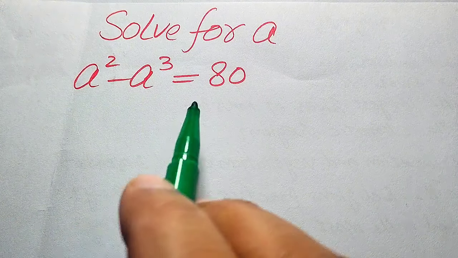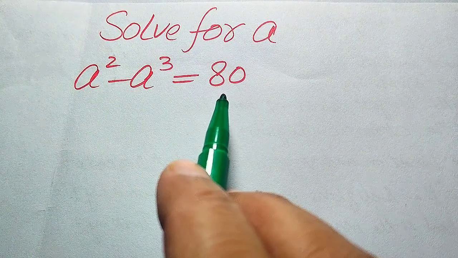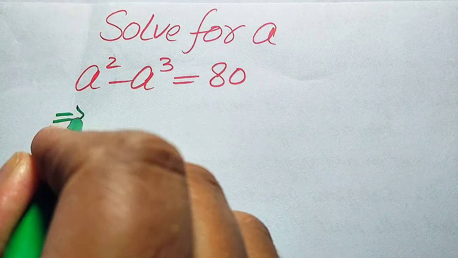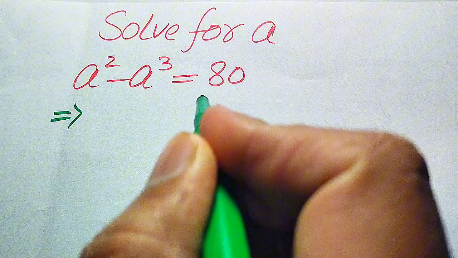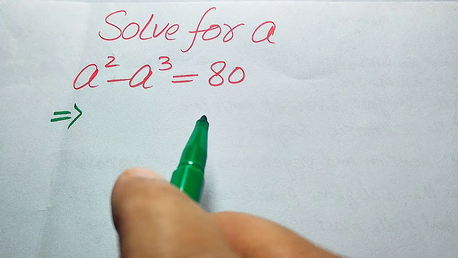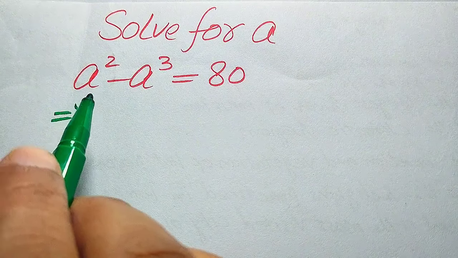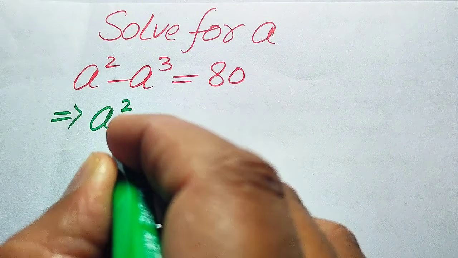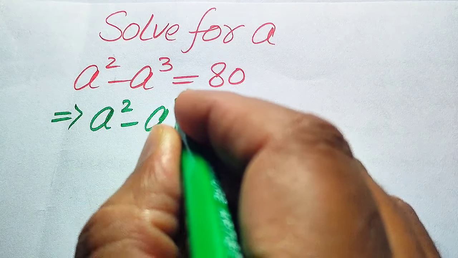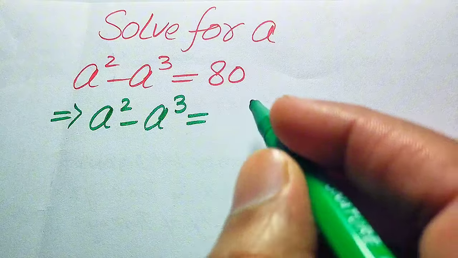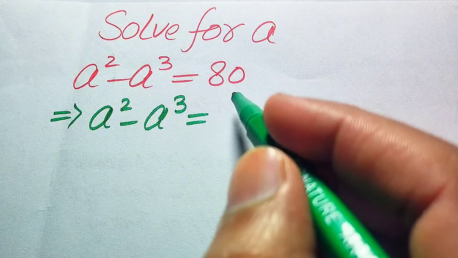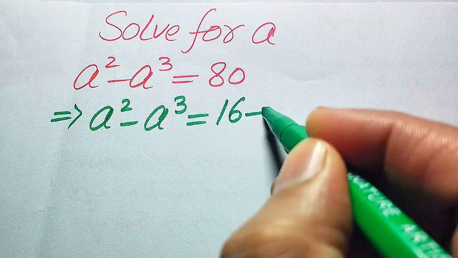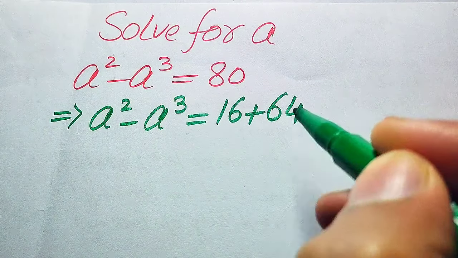Now first we need to focus on the right hand side, and here we have 80. Here we break this 80 in this form. We make one part in square form and the other in cubic form. So we rewrite this equation as a square minus a cubed equals 80, and we write this 80 as 16 plus 64.